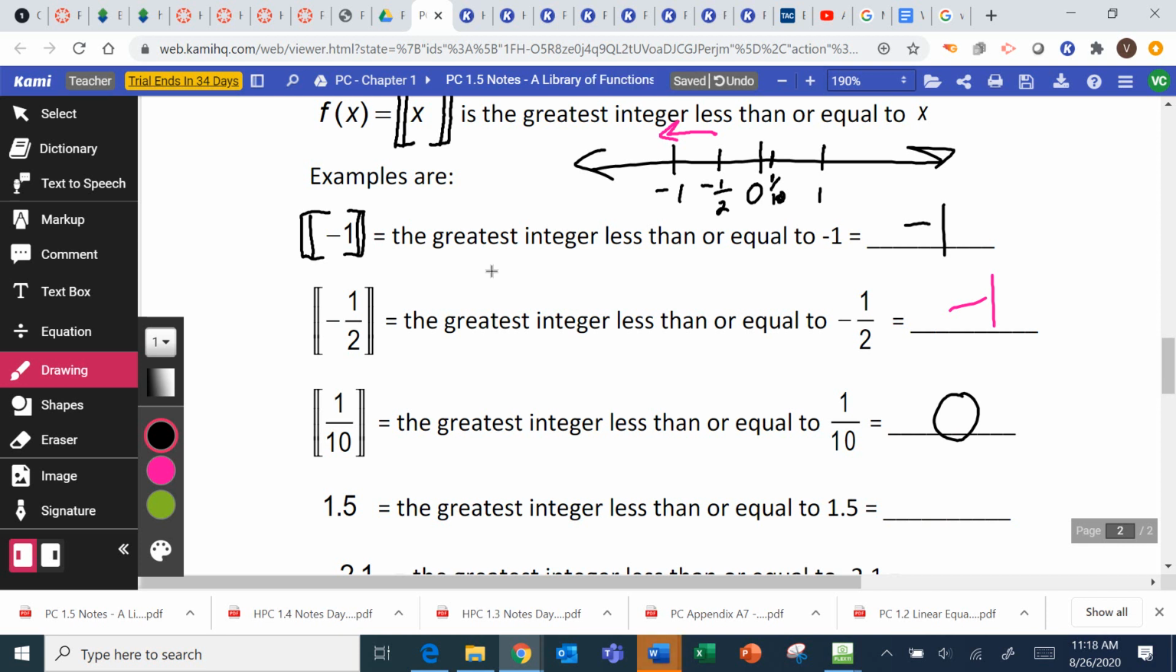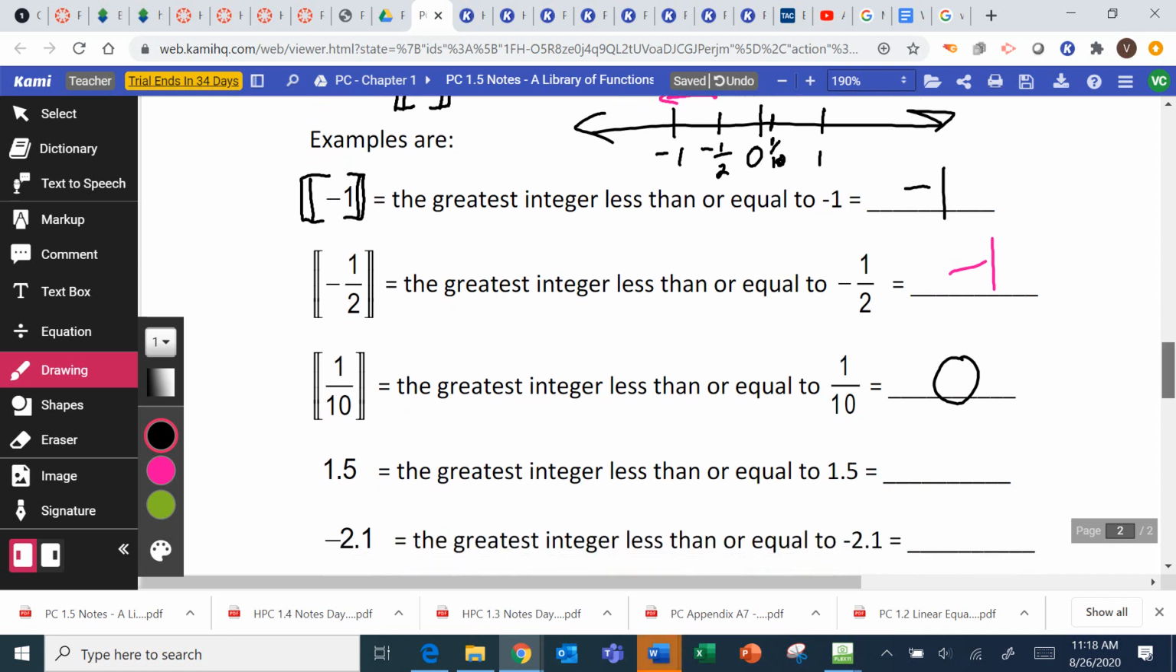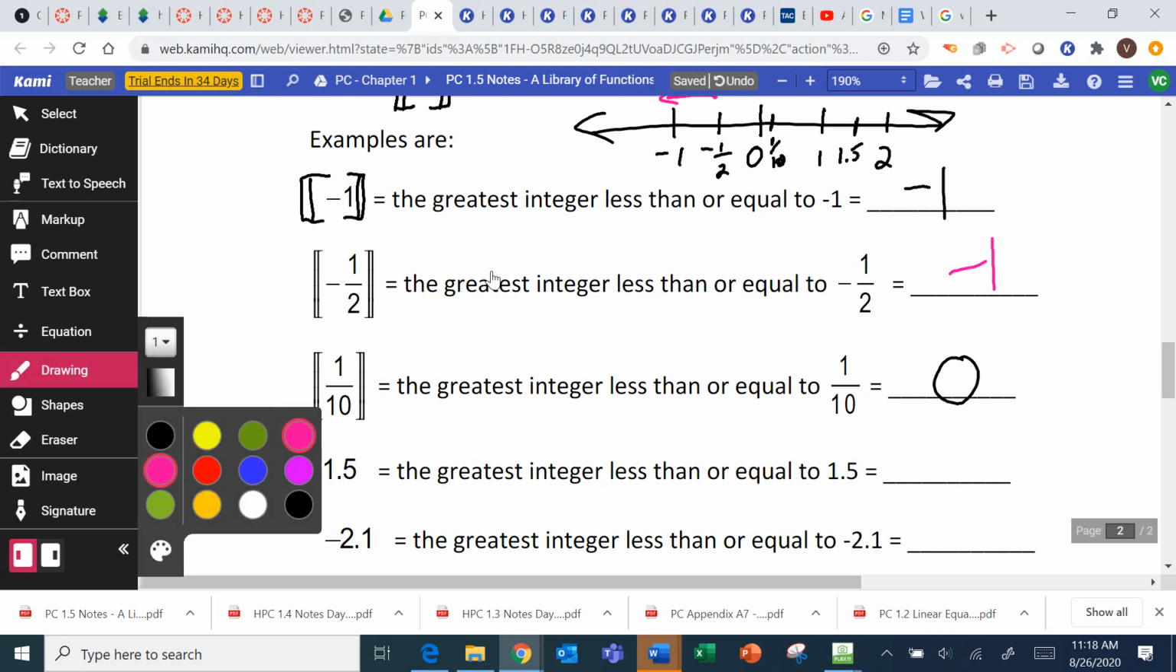1.5. The greatest integer that is less than or equal to 1.5. Don't yell it out. Write it down. Think about it. 1.5. Mark, do you know the answer? It is 1. Yep. So you desperately want to round, but this is not rounding. This is basically taking it lower.